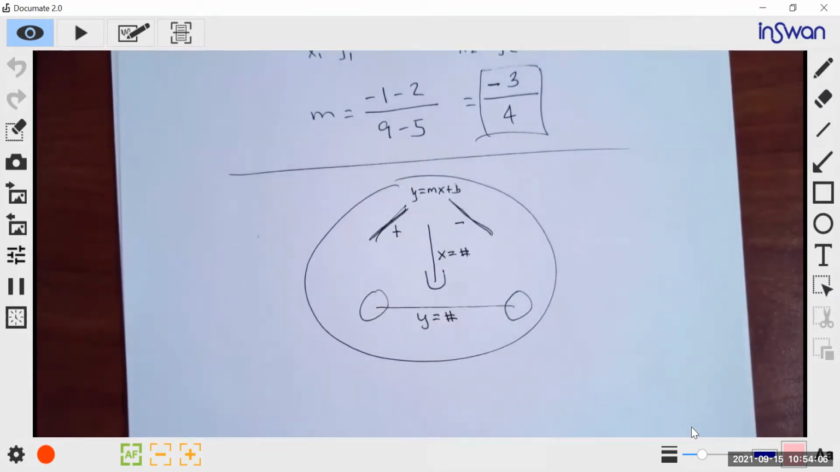So if you're not sure about what the graph is going to look like or what the slope is, this will help. I wish I could take credit for it, but I'll send you a copy of it.